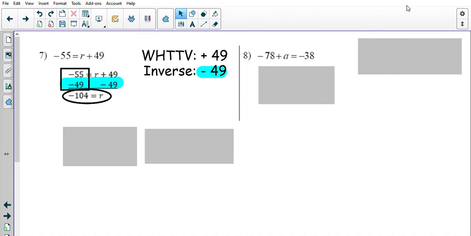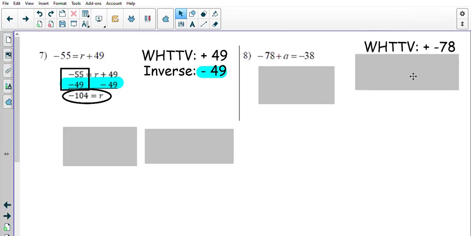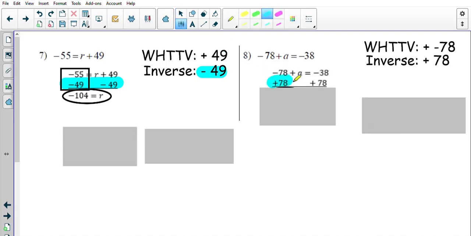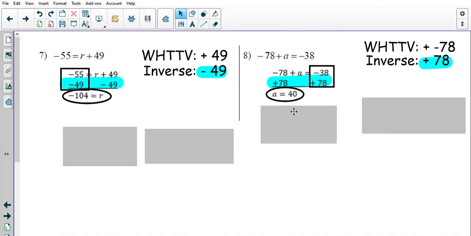All right, number 8, negative 78 plus a equals negative 38. What's happening to the variable is plus negative 78, even though it's backwards. The inverse is to add a positive 78. So we're going to add 78 to both sides. And in your calculator, you're going to plug in negative 38 plus 78. That's going to get you a equals 40.